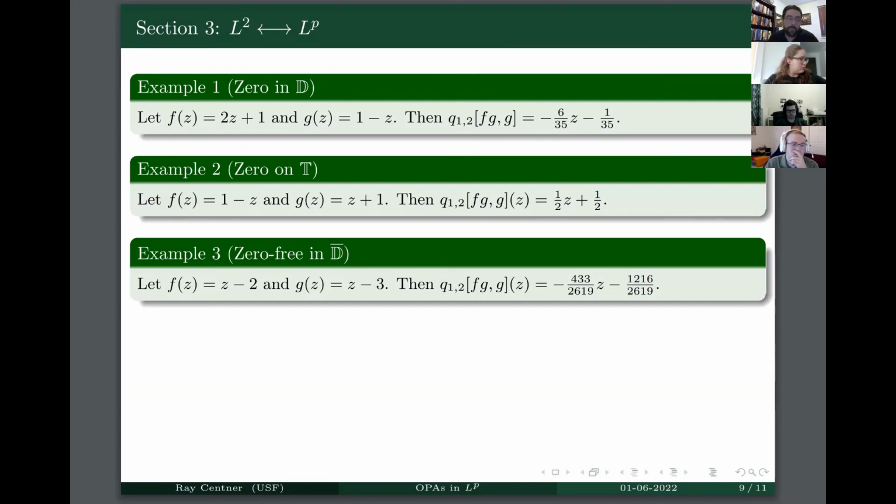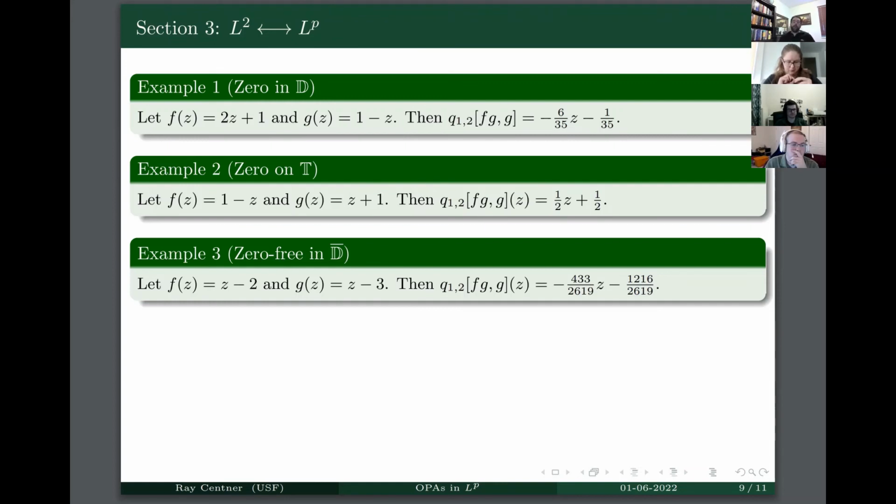I was immediately disappointed. So I have 3 examples right here that I computed. The first example, I chose 2 functions. I computed the OPA Q_1^2 fg g, and I get something that has a 0 in the disk. So right off the bat, I'm angry. Example 2, same thing. I compute the OPA, and I have a 0 on the unit circle.